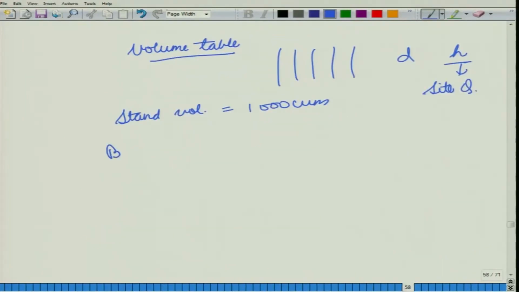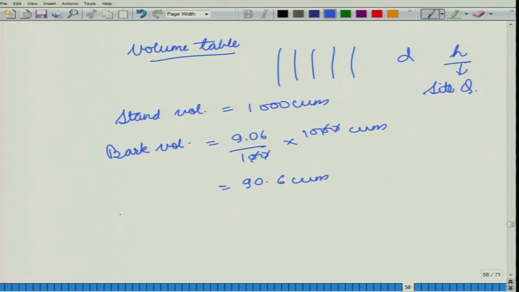So, how much would be the bark volume? It would be 9.06% of 1000 cubic meters, which is 90.6 cubic meters.